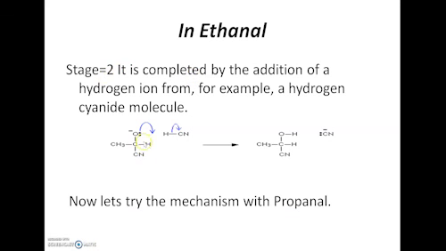Stage 2, then this negative oxygen will get the hydrogen from hydrogen cyanide and form the cyanohydrin 2-hydroxypropanenitrile and release many free cyanide ions.